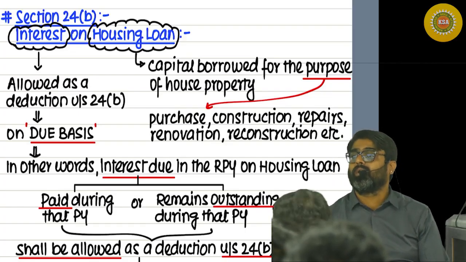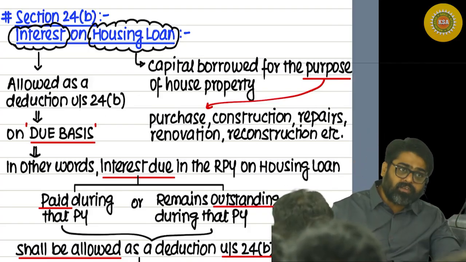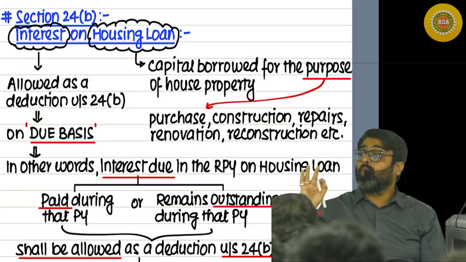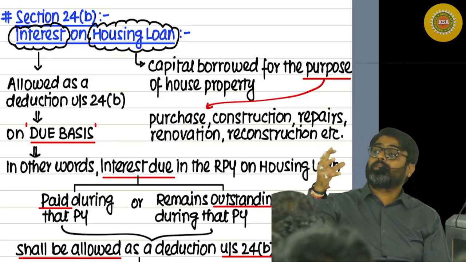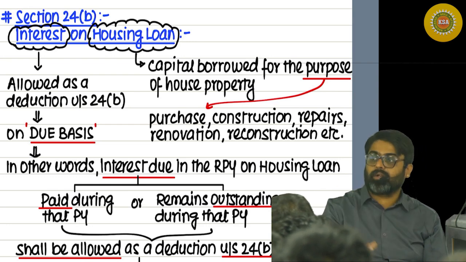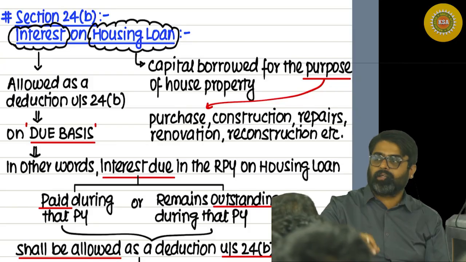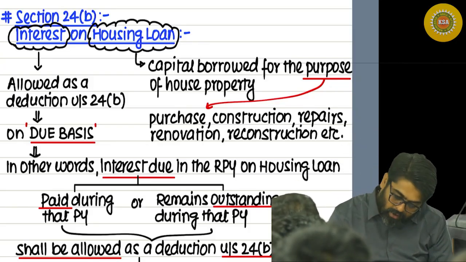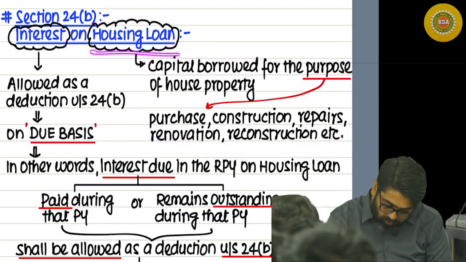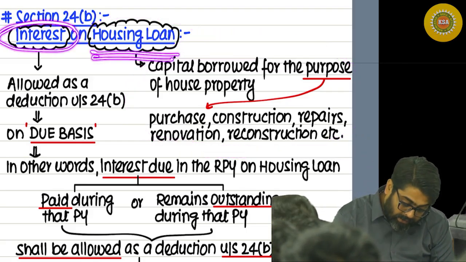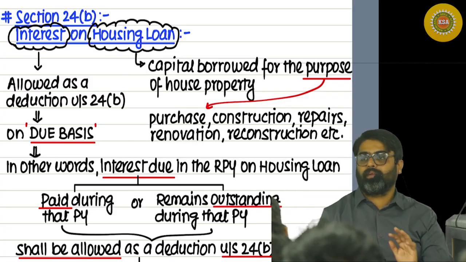Yes or no? What if you have taken a loan and that loan you are using for business? That becomes your business loan. Hello? So loan must be used for the purpose of house property. Amount of loan must be used for house property. Construction of house property, purchase of house property, repairs of house property, renewal, reconstruction, etc. Yes or no? So did you understand the meaning of housing loan, everyone? Now on this housing loan, interest will become due. Interest will become due in the previous year.